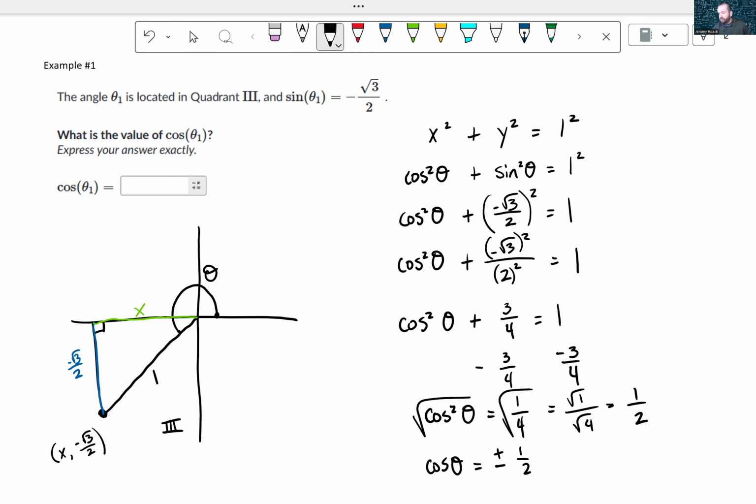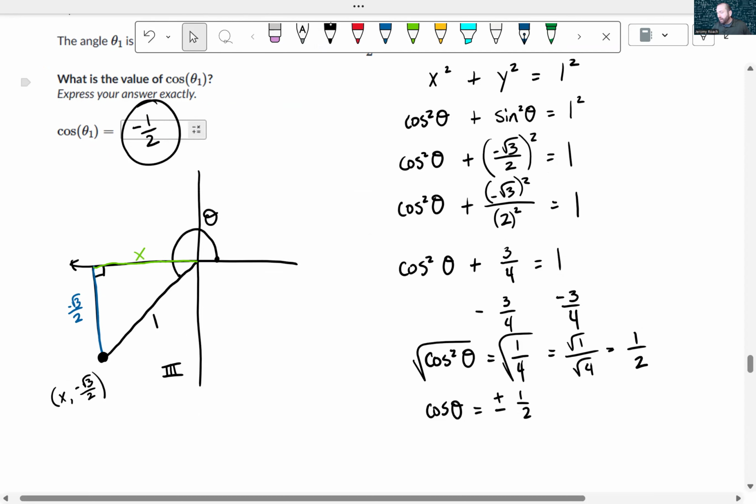Okay, now let's go back to this diagram that we have here. We're in quadrant 3. Cosine means x. So because cosine is x and we're in quadrant 3, x is negative in quadrant 3. X is always negative in quadrant 3. And so our answer for x, or our answer for cosine theta, is only the negative answer. So negative 1/2 is what cosine of theta is.